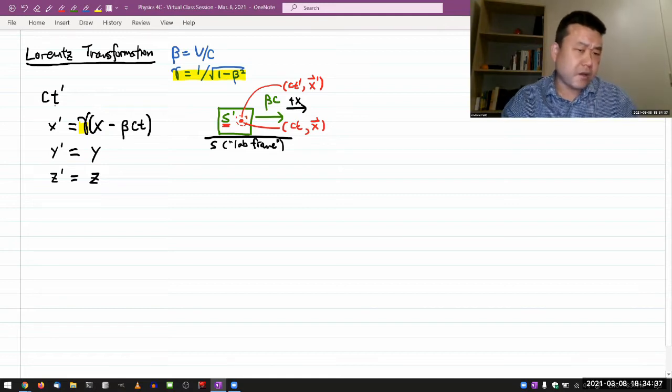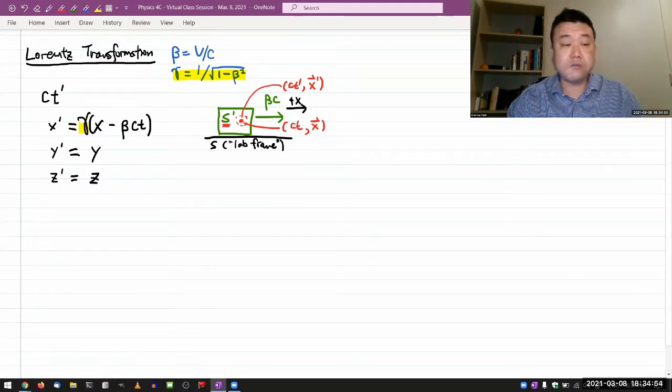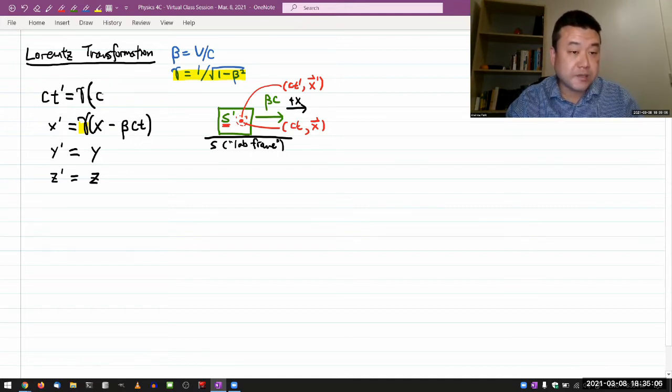The hardest is really the time coordinate. And this is the one that I don't really want to have to derive. So I'll just state what it is and point out the symmetry between the transformation of the space coordinate and the time coordinate. So the time coordinate transforms this way. There's still this gamma factor here. And there's the time portion, ct. And then it has a second term that you never would have expected from Galilean or Newtonian physics. There's a minus beta x.